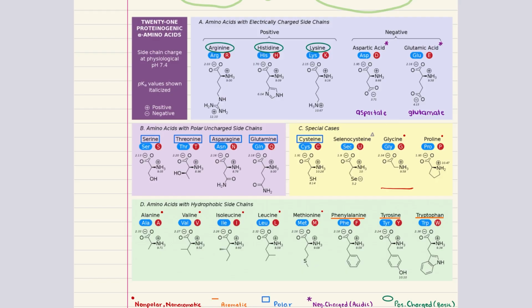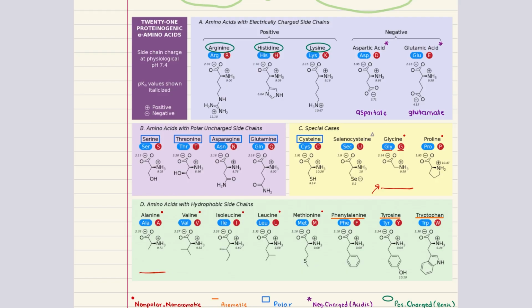Its 3-letter abbreviation is GLY, and its 1-letter code is G. Glycine is special because its side chain is just a single hydrogen atom. That makes it the smallest amino acid and the only one that is not chiral. Because it's so small, glycine is highly flexible, and you'll often find it in regions of the protein where the backbone needs to bend or turn.